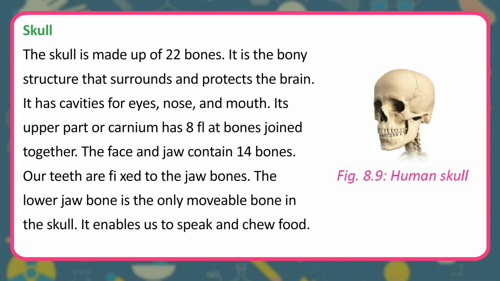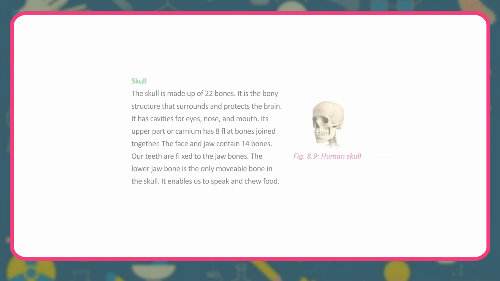Skull. The skull is made up of 22 bones. It is the bony structure that surrounds and protects the brain. It has cavities for eyes, nose, and mouth. Its upper part, or cranium, has 8 flat bones joined together. The face and jaw contain 14 bones. Our teeth are fixed to the jaw bones. The lower jawbone is the only movable bone in the skull. It enables us to speak and chew food.